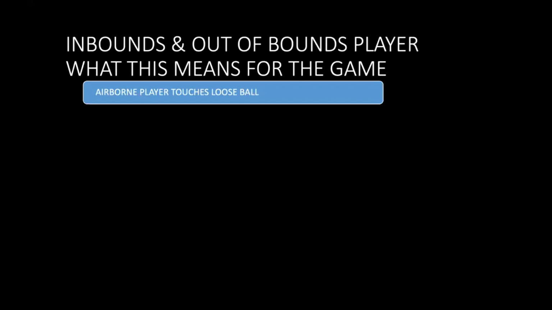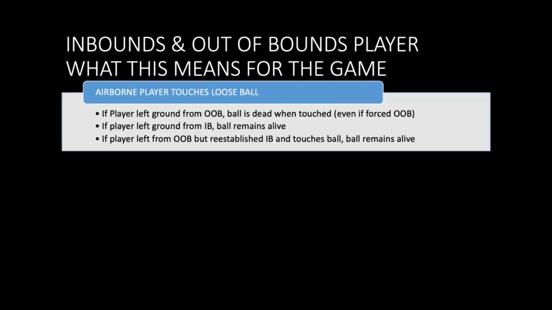So what does this mean for the game? Well, let's talk about if that airborne player touches a loose ball. If the player left the ground from out of bounds and touches the loose ball, the ball is dead when it's touched. And that's true even if the player was forced out of bounds. If the player left the ground from inbounds and touches the loose ball, the ball remains alive. If the player leaves the ground from out of bounds, but reestablishes in the field of play and becomes an inbounds player and touches the ball, it remains alive because the ball has done nothing other than touch an inbounds player.